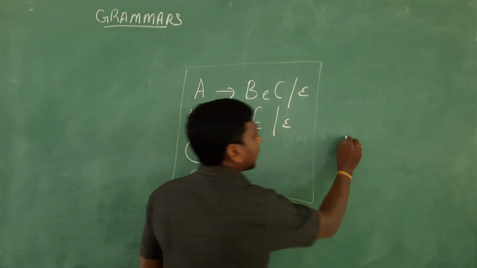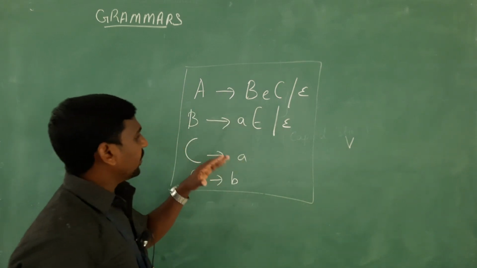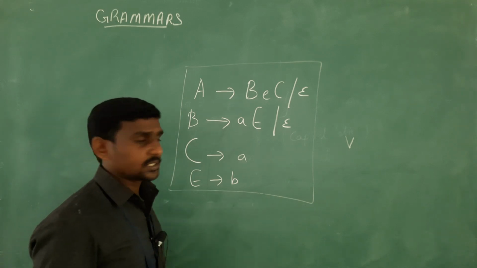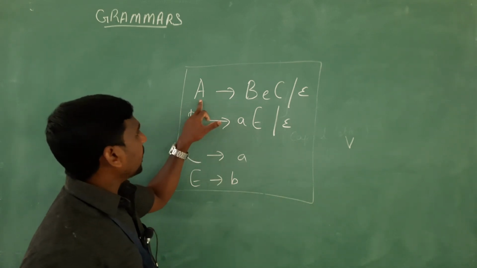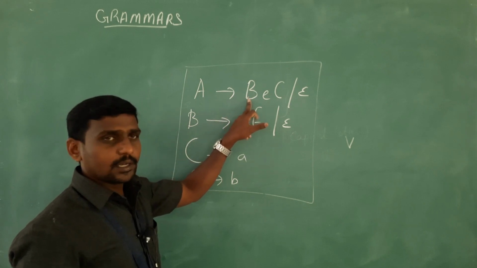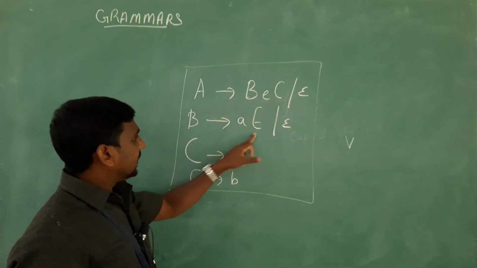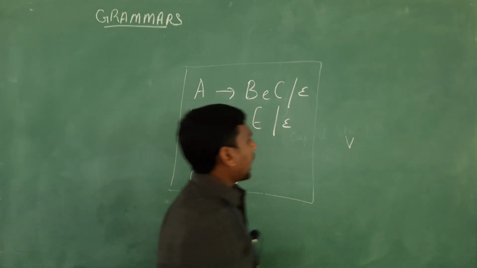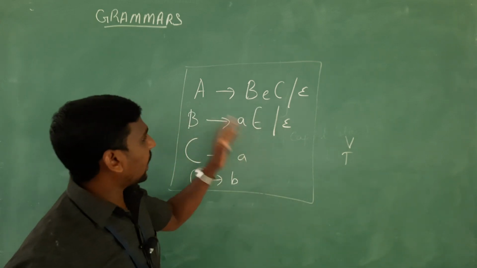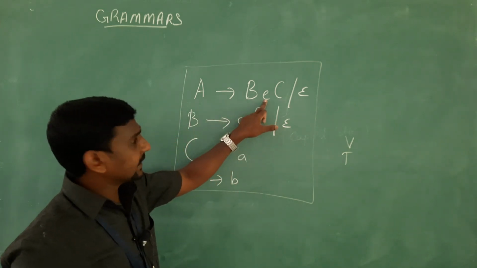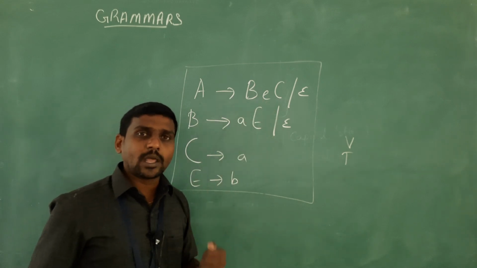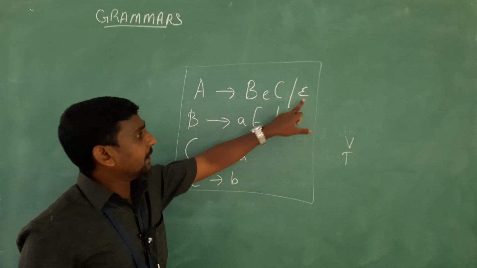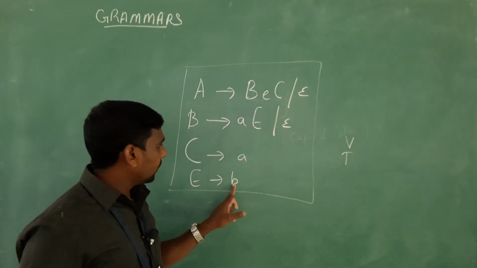And what is V? V means variable. For easy understanding, we can say capital letters. Whether we have variables: yes, A is a variable, B is a variable, C is a variable and E is a variable. These capital letters are called variables. And T means terminal. Whether this grammar has terminals: yes. I told you terminal means small letters or symbols, etc. So E is a terminal and epsilon is a terminal, A is a terminal, B is a terminal.